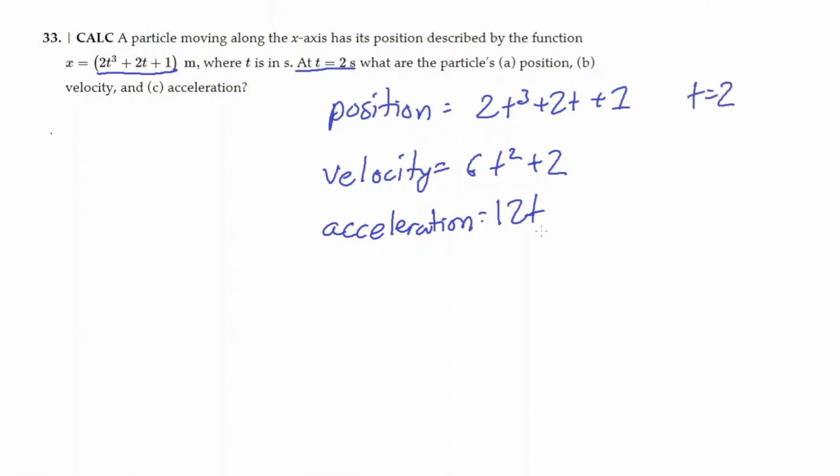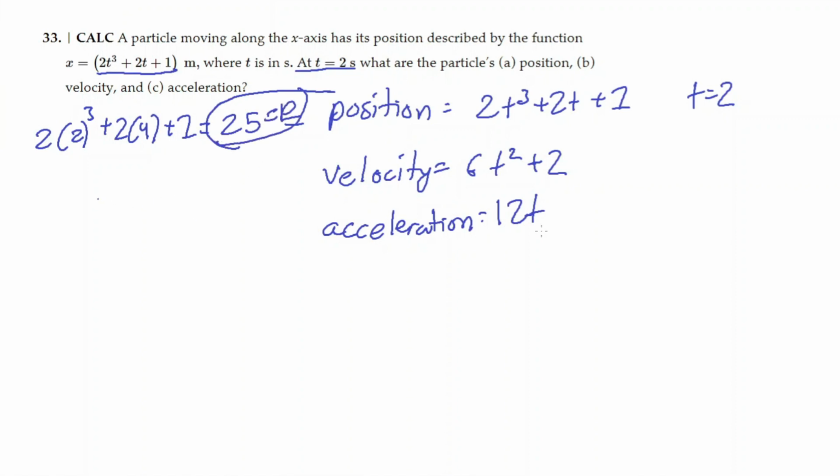So if we plug in t equals 2 to position, it's going to be 2 cubed plus 2 times 2 plus 1. And 2 cubed is 8, times 2 is 16, plus 8 is going to be 24, plus 1 is 25. So our position is going to be equal to 25. And I should rather put equals p.